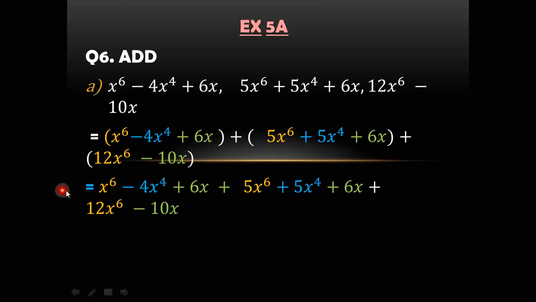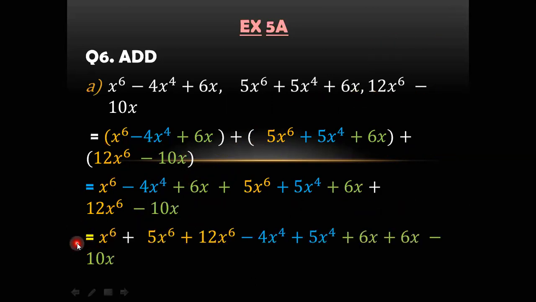Now in the next step we will remove the brackets and we will operate addition, and when addition is operated no sign will be changed inside the bracket, all the signs remain the same. You can see from this step and from this step no sign is being changed. What have we done over here? We will place all the like terms together, right?